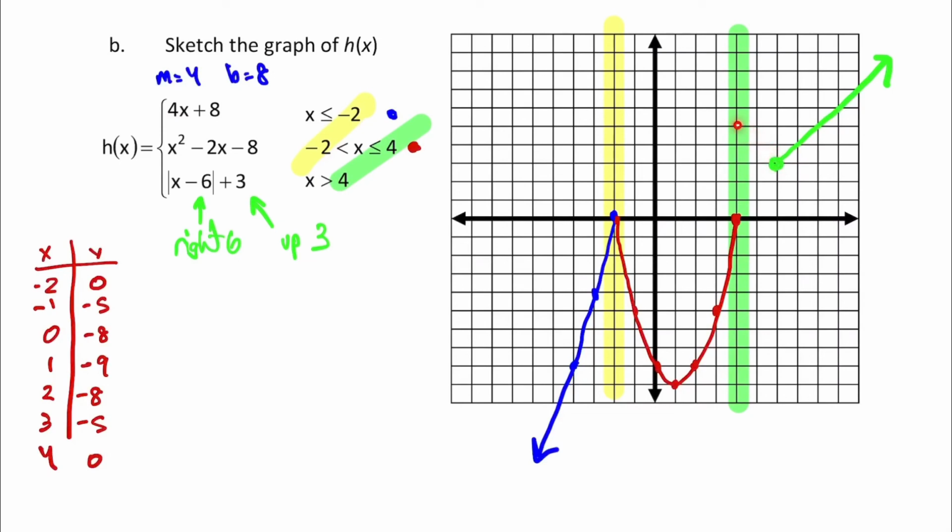Now, this point and that point, they're not common. It's not the same point. So this one is closed, but this one has to be open. So when you go to sketch this in, this has to be an open circle. All right, so let me just erase that part. And this has to be an open circle.